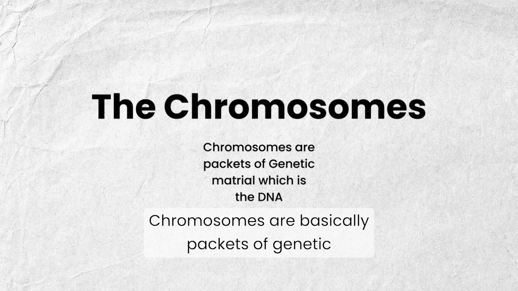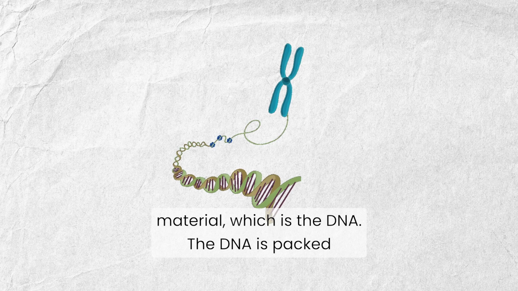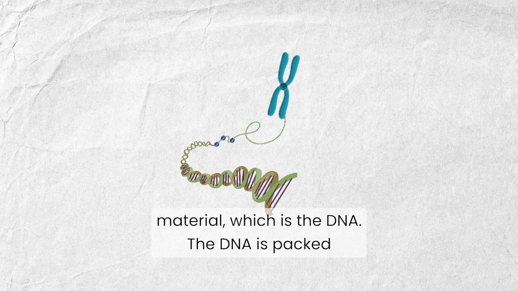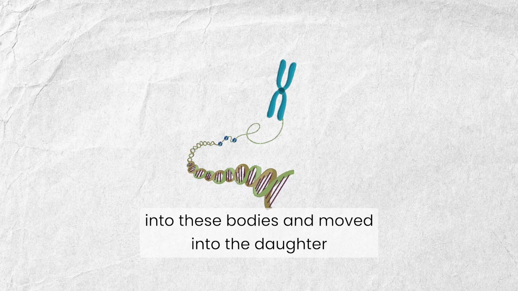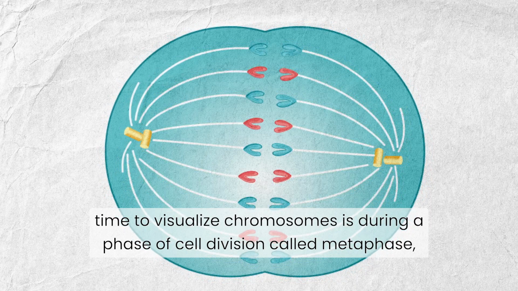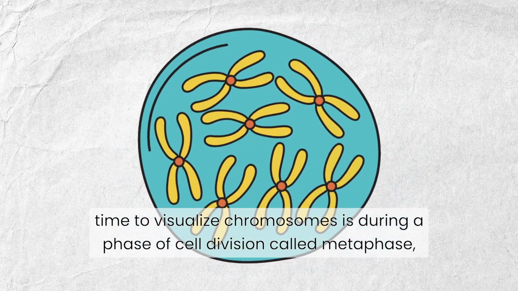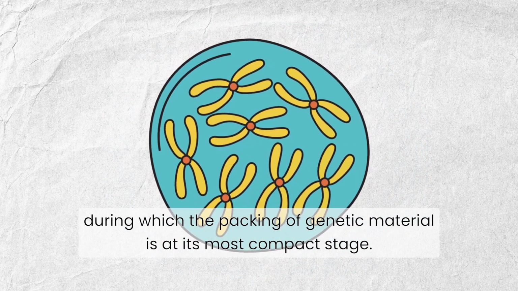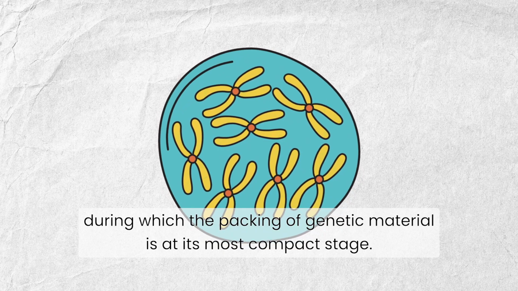Chromosomes are basically packets of genetic material, which is the DNA. The DNA is packed into these bodies and moved into the daughter cells during the cell division. And the best time to visualize chromosomes is during a phase of cell division called metaphase, during which the packing of genetic material is at its most compact stage.